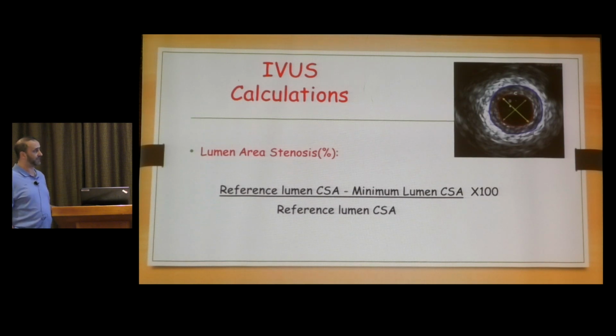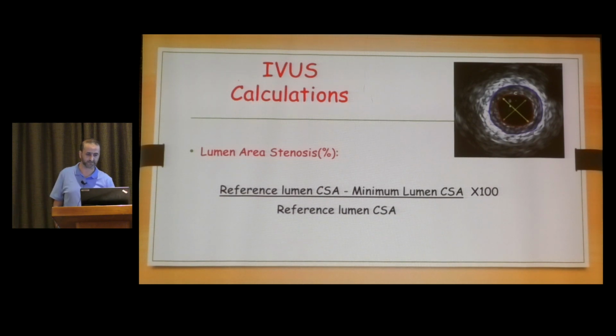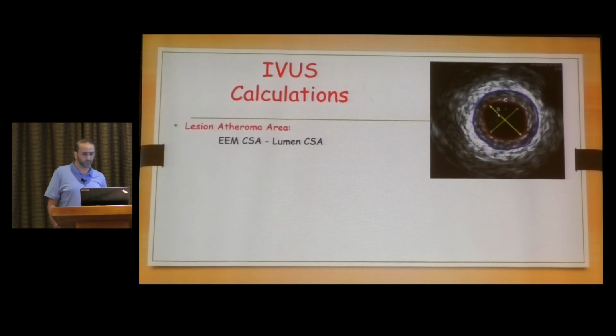So we can see how much diameter we have inside. We can do calculations. We can do lumen area stenosis, where we take the reference lumen cross-sectional area, and we take out of that the minimum lumen cross-sectional area, divide that by reference lumen area and multiply by 100. We get what we call the lumen area stenosis. This is how much stenosis we have in the area of interest we are looking at.